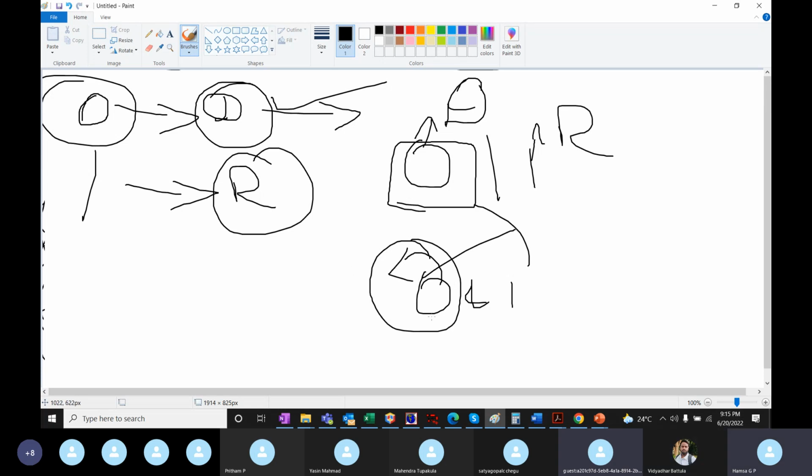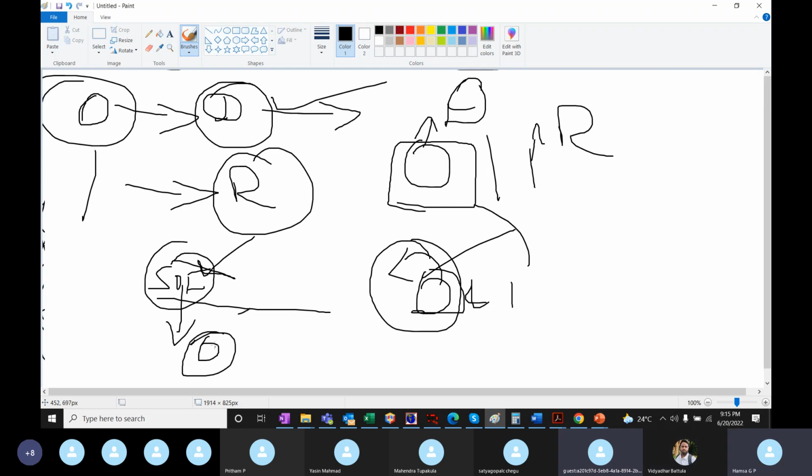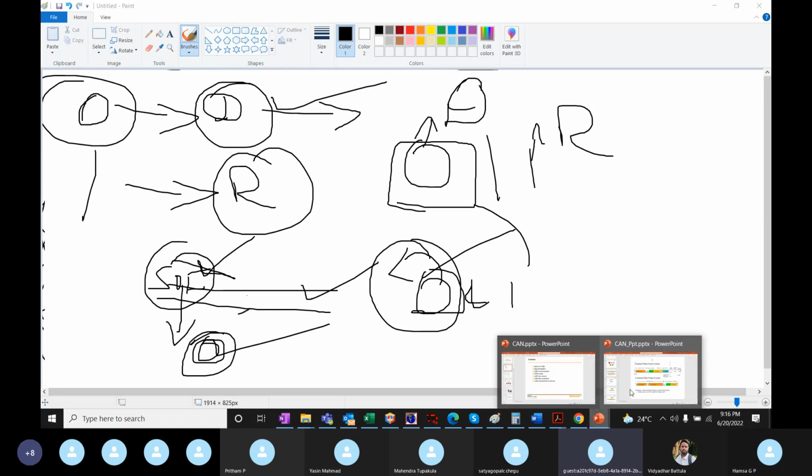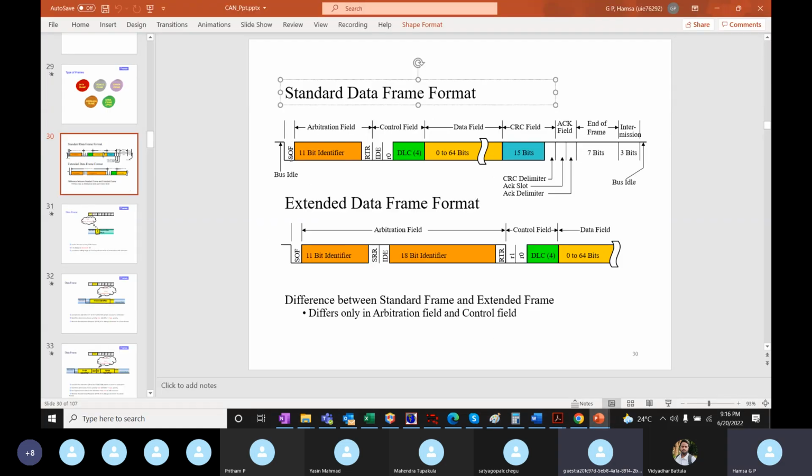So the frame itself starts with the start of the frame field, which will always be dominant. When there is a dominant bit on the bus, the bus will be awake. It can be from any of the ECUs, but any one ECU has to send the dominant bit to wake the bus. We have just seen what the start of the frame is, and we know that it is always dominant.